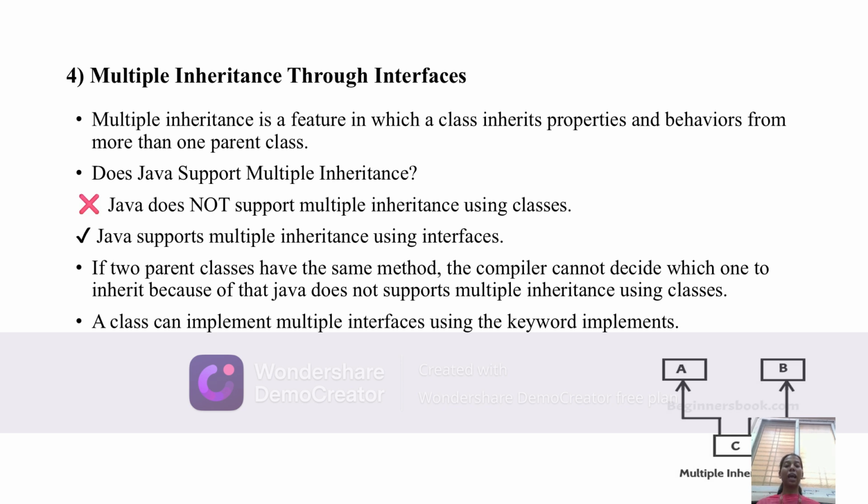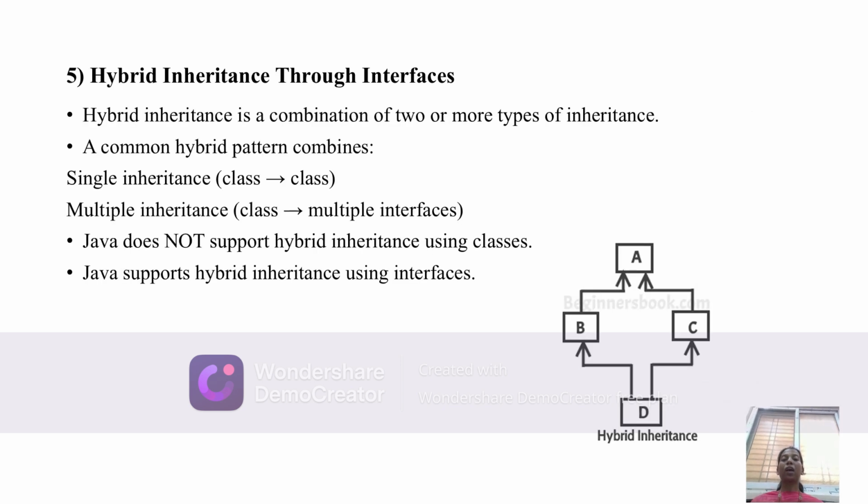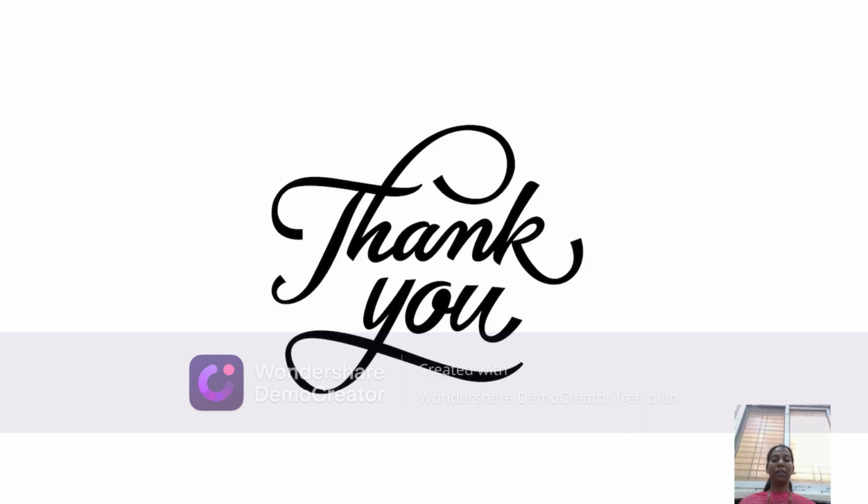We can implement the interface in a class through the keyword implements. Next, hybrid inheritance through interface. Hybrid inheritance is a combination of two or more types of inheritance. The common hybrid pattern is like single inheritance and multiple inheritance. And hybrid inheritance also does not support using classes, it is done using interfaces. This is the example of hybrid inheritance.